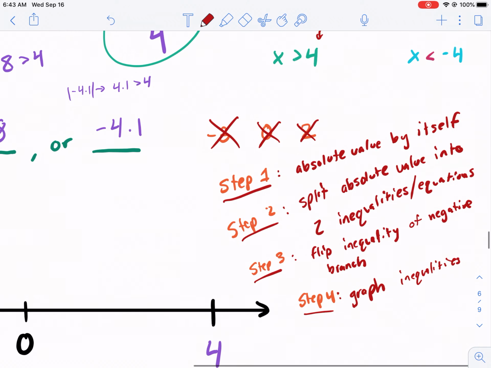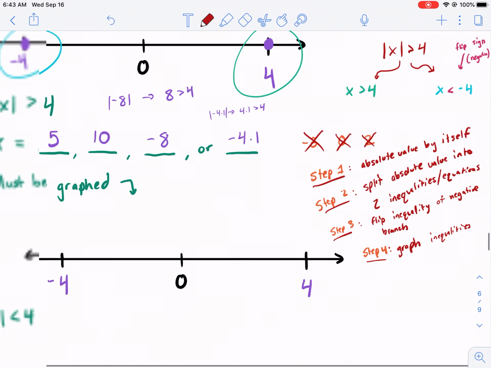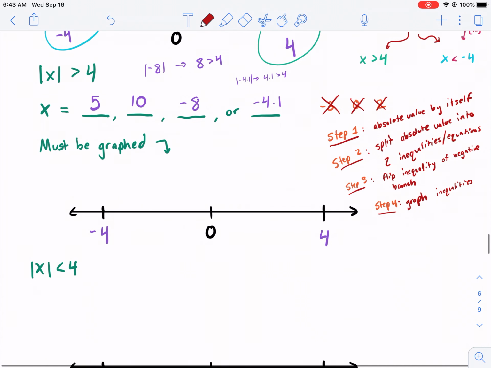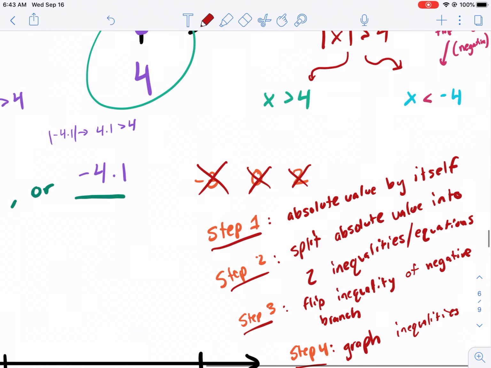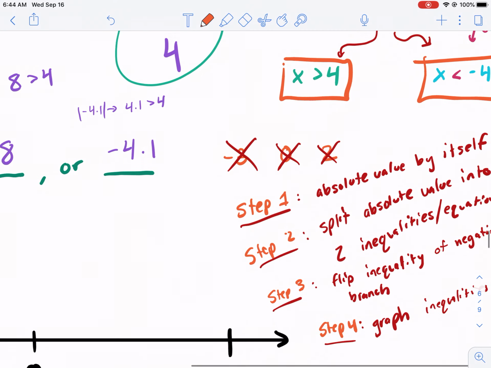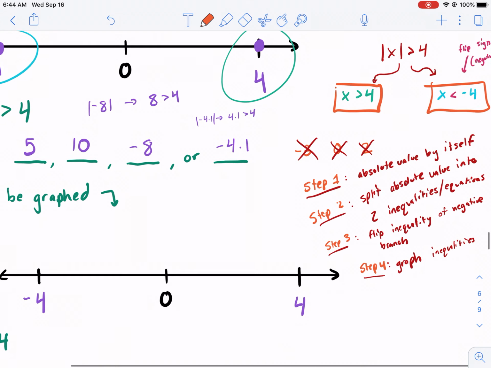Generally I don't like people writing a ton, but I think this is important because this is a more intricate, as I said earlier, process. So after we've done that, we already did all these steps right here. We branched it off, we flipped the sign, and we have our solutions here. So now we just need to graph these 2 things.